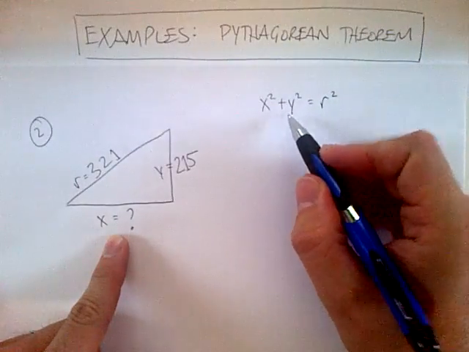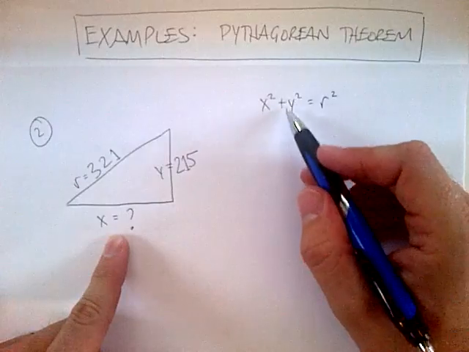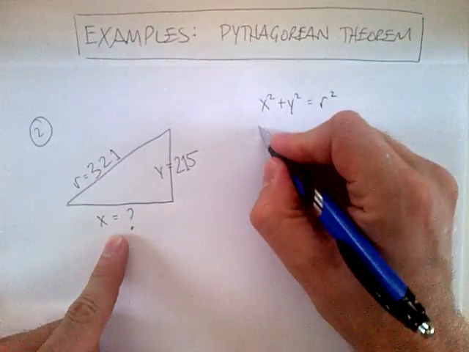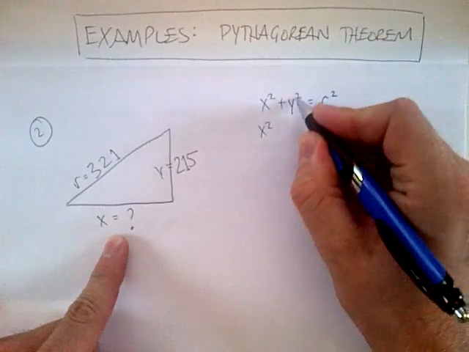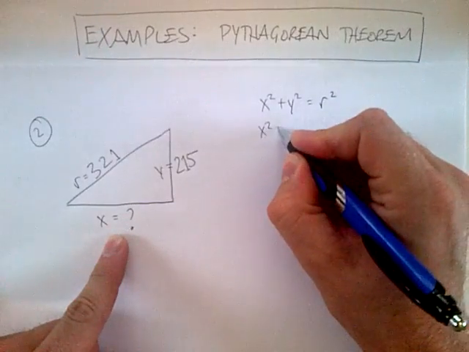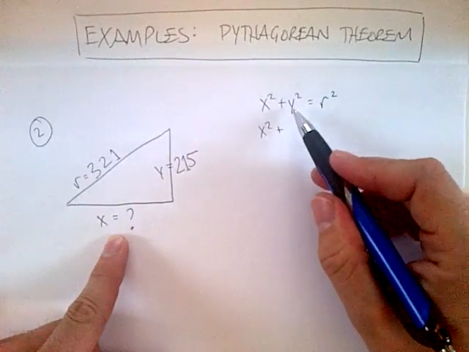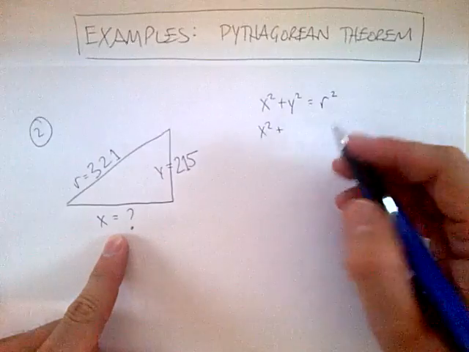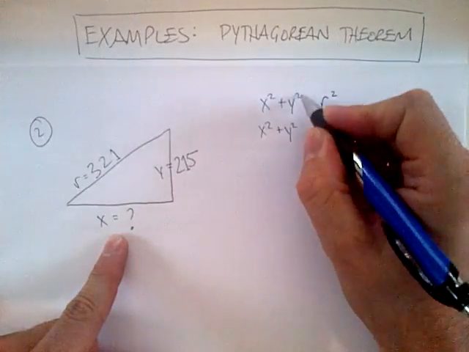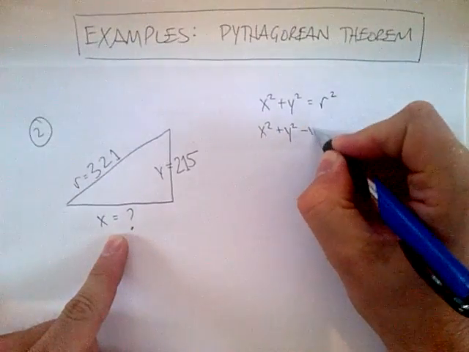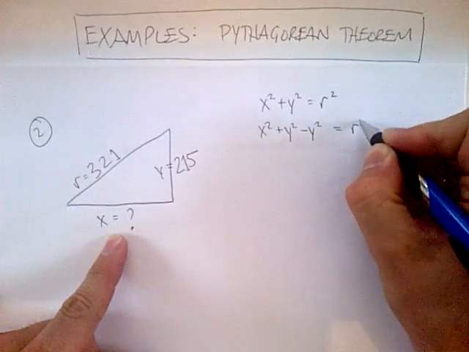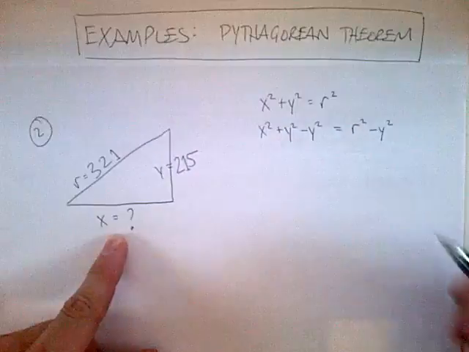So we can just say, I want to move everything except x over to that side. So I say x squared. That's where I want it to be. I don't want y squared to be on this side anymore, so what I can do is subtract y squared from both sides. So I have x squared plus y squared, and then I subtract y squared from this side, and I subtract y squared from that side.